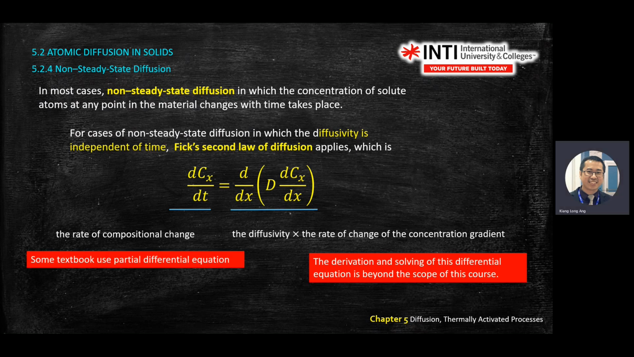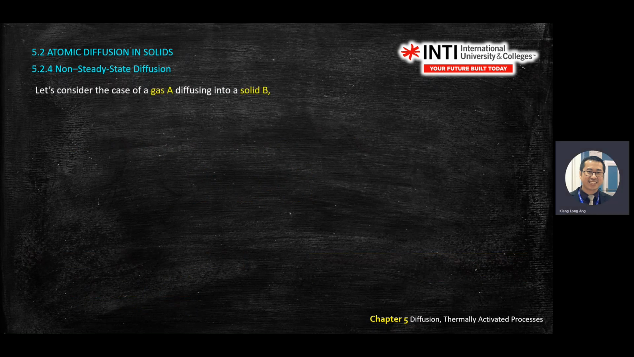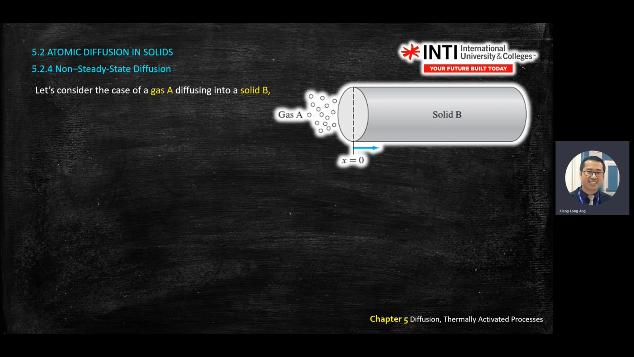So we are not going to derive this equation, right? Some use partial differential. Partial differential means they will change this D into a triangular D, a delta, but we'll just use the D. So some use this symbol. Partial differential means very, very small changes. Okay, so this is Fick's second law during non-steady states.